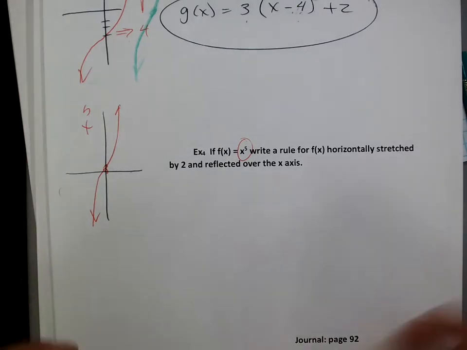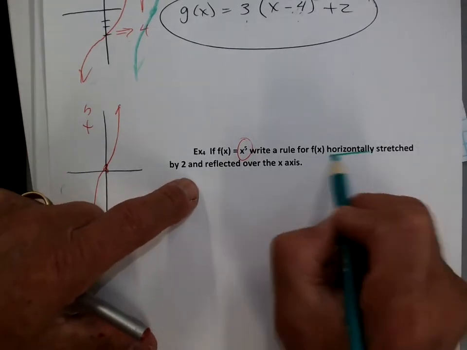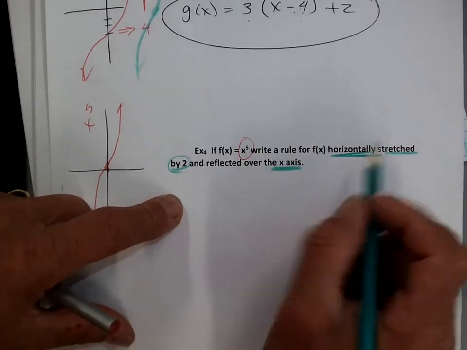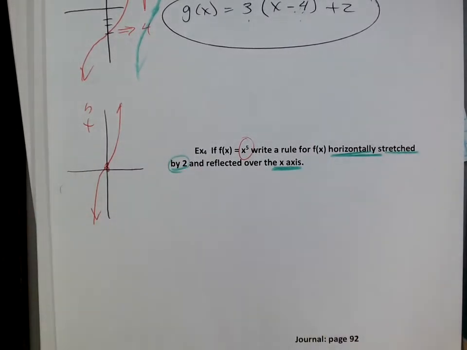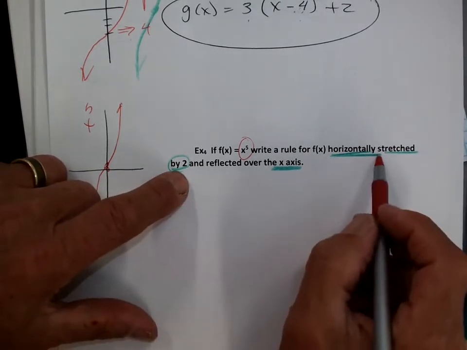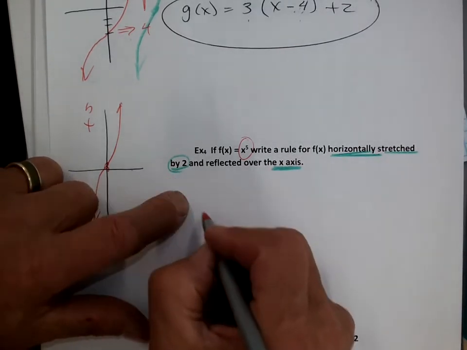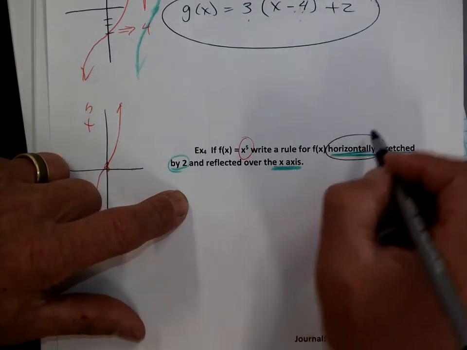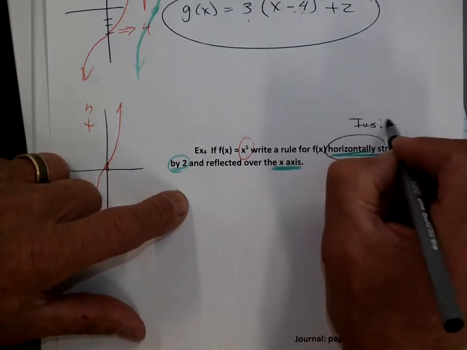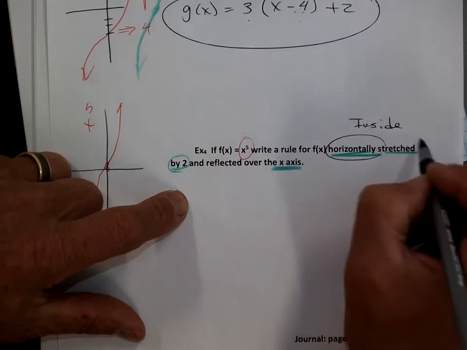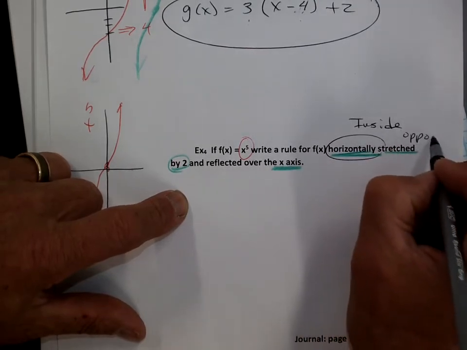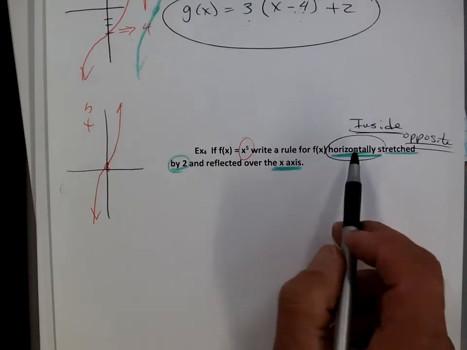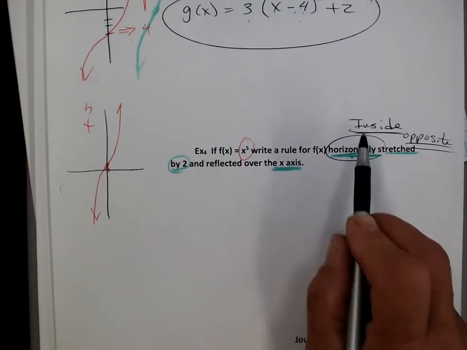So what are we going to do? On this one, we're going to do a horizontal stretch by 2, and then we're going to reflect it over the x-axis, okay? So we're going to have to do a couple of things. So we're going to do a horizontal stretch, then a horizontal stretch is going to be inside, right? Horizontal is always inside, and it's always the opposite. This is confusing, but remember, I always say if it's horizontal, it's on the inside, and it's the opposite.